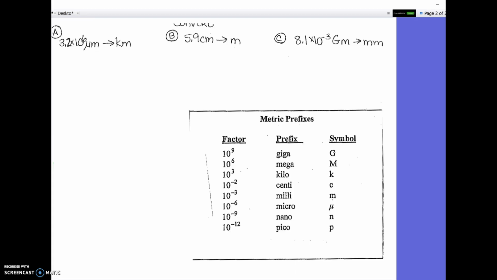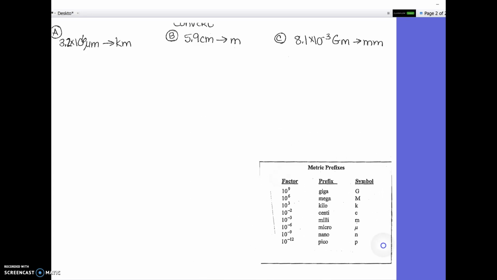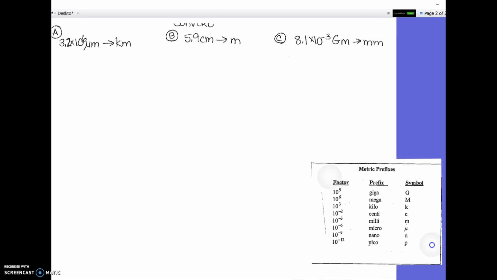All right, the second thing that's on your short answer is metric conversions. There's going to be 3 of them. So here are 3 practice ones. The most important thing that you need to know is how to use these metric prefixes, because unfortunately, this is the only piece of information that they're providing you with on the AP exam on the formula sheet.